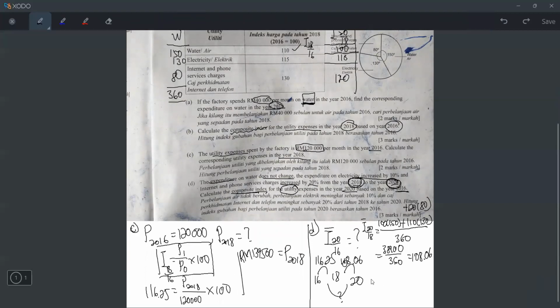So how to find the composite index for 20 over 16? You use the formula. This part would be what? Both the left and the right times together, divided by 100. So 108.06 times 116.25 divided by 100. Let's press, 125.61. So that's the answer, right? I'll continue to the next question.